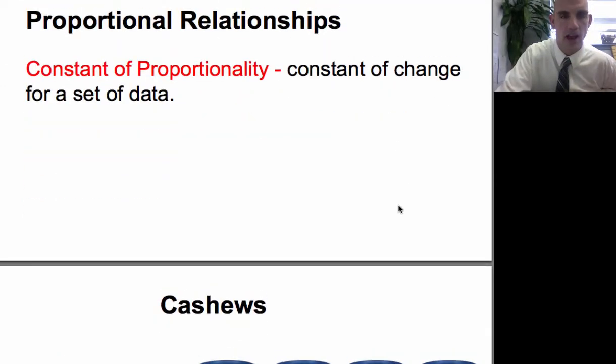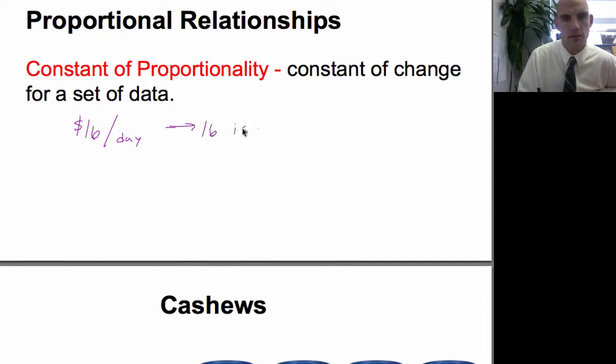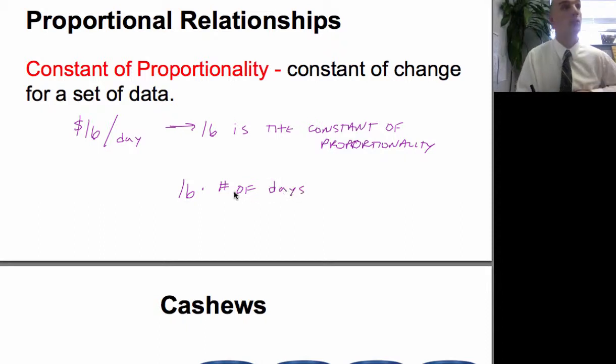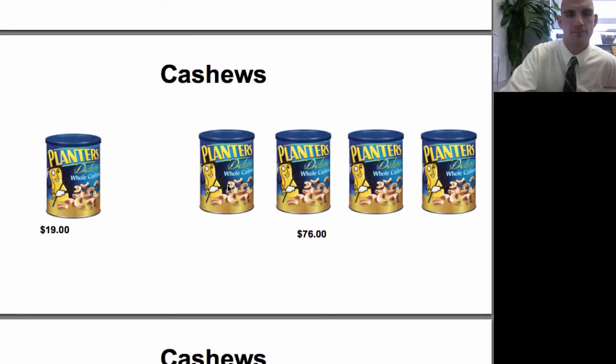When we do have a proportional relationship, for example, that $16 per day, 16 is the constant of proportionality. That's the constant of proportionality because it's 16 times the number of days. So whether I did it for 3 days or 18 days, it doesn't matter. The rate is the same. That's the constant of proportionality.